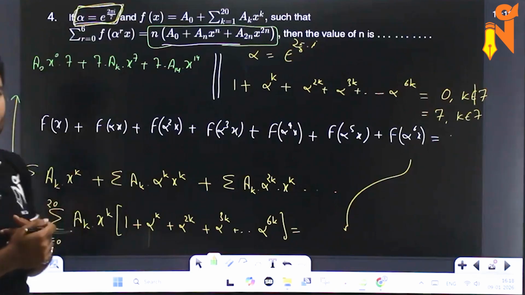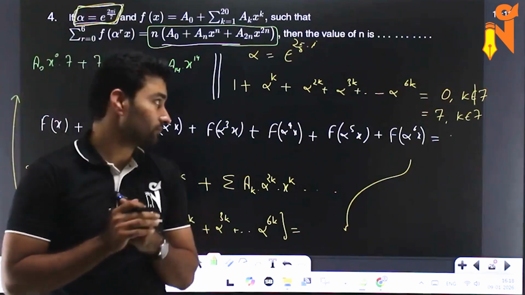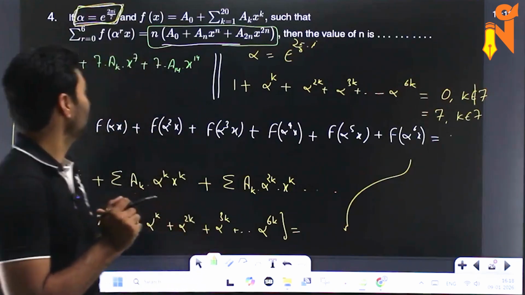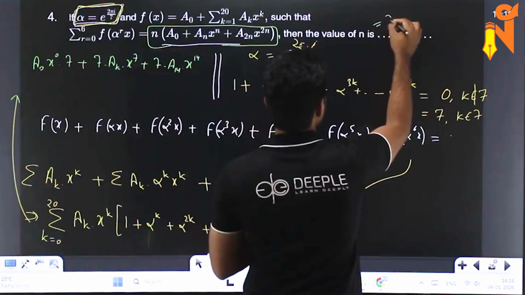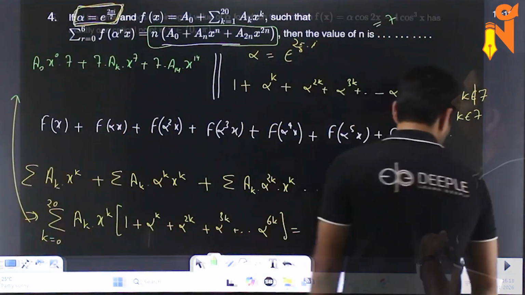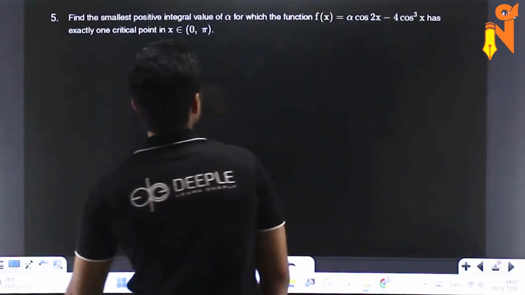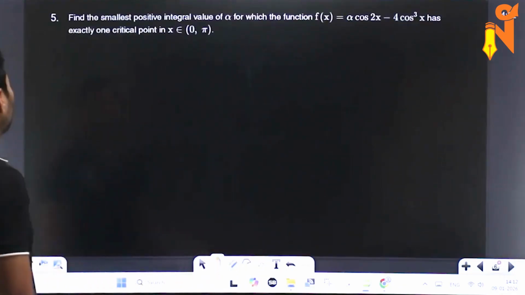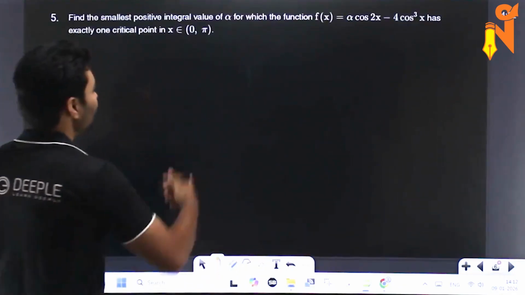And you can see here clearly n equal to 7. Very, very simple question. Take 7 common here. Done. Now find the smallest critical value.